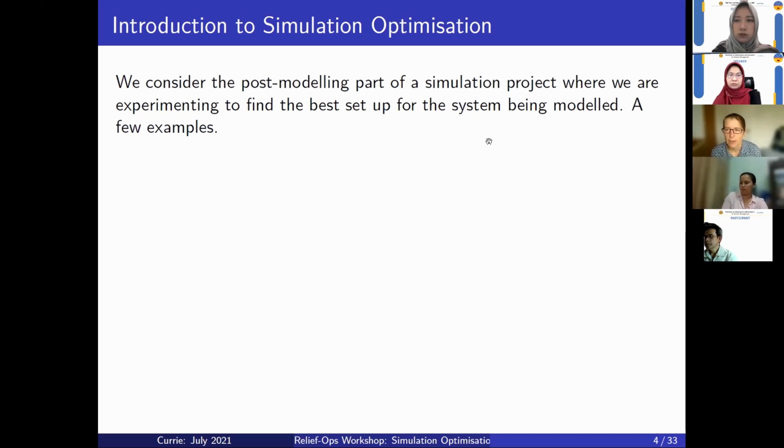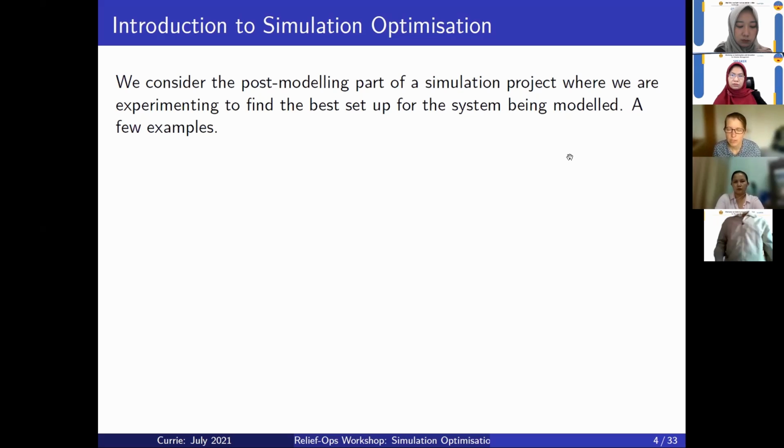What we're looking at then is the post-modeling part of a simulation project. What Stefan talked to you yesterday about with agent-based modeling, you were building your simulation model. And there are other ways of building a simulation model as well. But you have a simulation model which runs and outputs some results for you. One of the key things about the simulation models that we're talking about today is that what they output is stochastic or random. So you have some randomness inherent in the process.